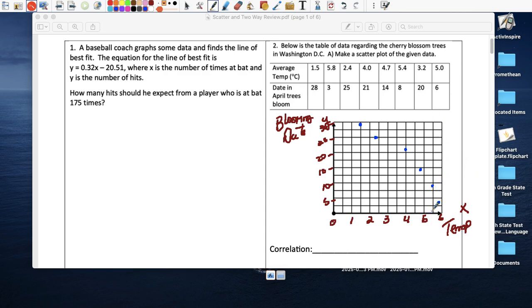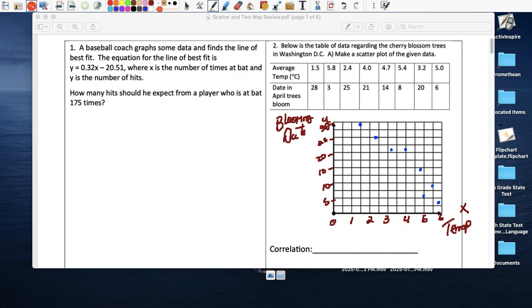When the temperature is 3.2, the blooming date is on the 20th. I wonder if there's any truth to this. And then when the temperature is 5 degrees, the blooming date's on the 6th of the month, right about here.